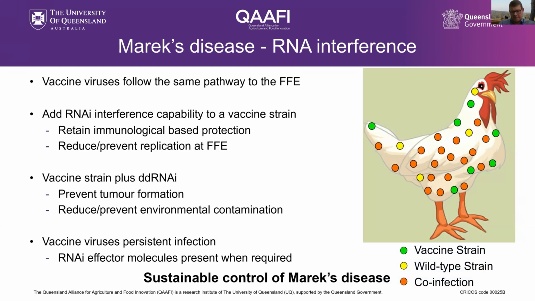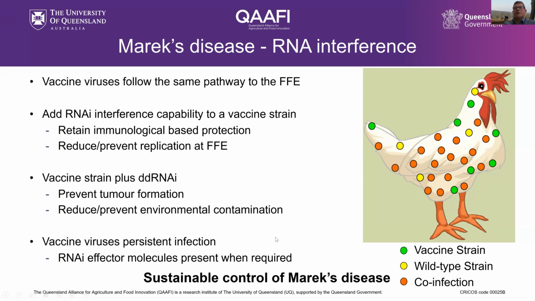The reason for that is that the vaccine virus follows the same pathway to the feather follicle as the virus that causes disease. So by adding RNA interference expression cassettes into our vaccine strain, we would retain the basic immunological protection provided by general vaccination. But the RNA interference would allow us to reduce further or prevent replication in the feather follicle and therefore transmission or excretion into the production environment.